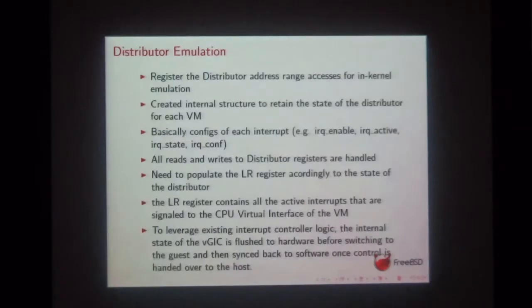This is all about distributor emulation. Basically, we catch all the accesses to the distributor. Whatever the virtual machine wants to write in those registers, we get them and save them into some structure. And whenever the guest starts running, we get that structure that is specific to the distributor and put it on the hardware distributor, and it would act like the virtual machine actually did that configuration.